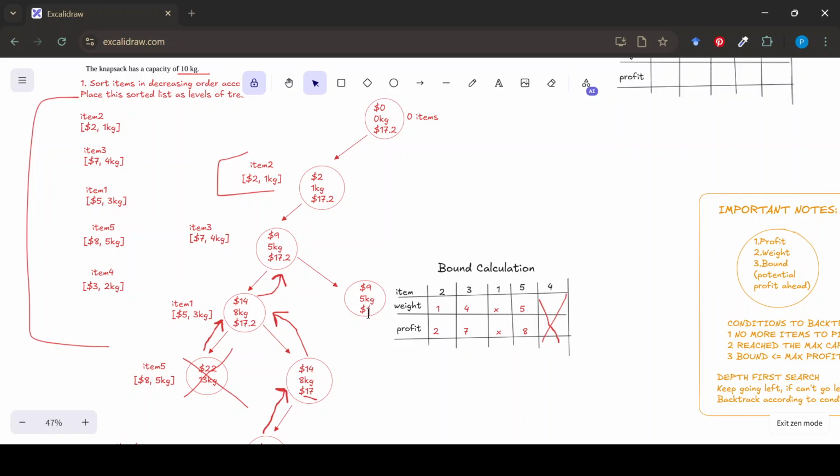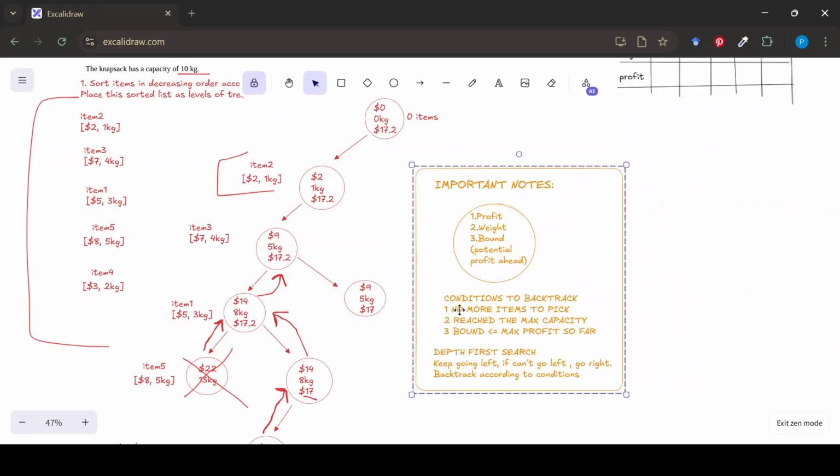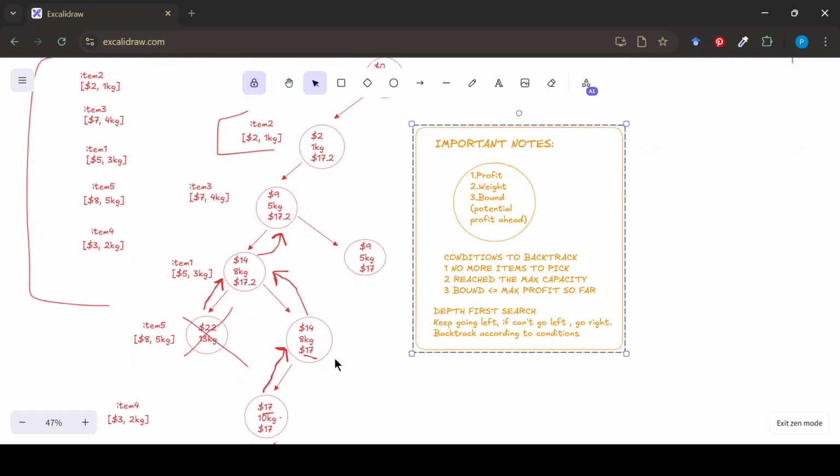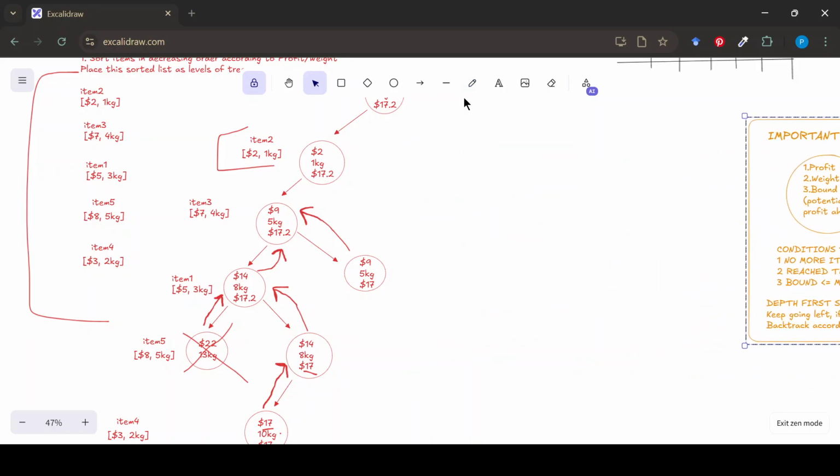Once we have calculated the bound, we can check our conditions. Our third condition has been satisfied: my bound is equal to the maximum profit of 17 found so far. So from here, I can backtrack. And from here, I can backtrack as well since I have nowhere else to go. So backtrack.